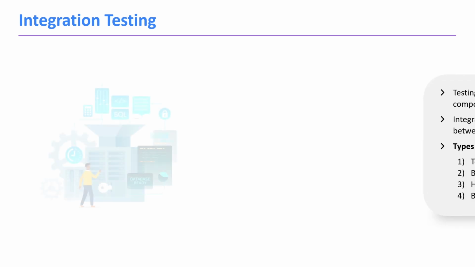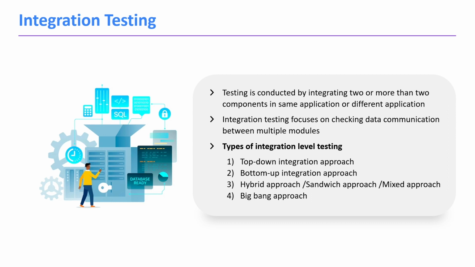Next is integration testing. Integration testing is conducted by integrating two or more components in the same application or a different application. It is conducted when we are integrating more than two modules, either in the same application or in different applications. We can integrate two modules whenever there is a dependency between them. Then only can we integrate the two modules together. And integration testing focuses on checking the data communication between the multiple modules.